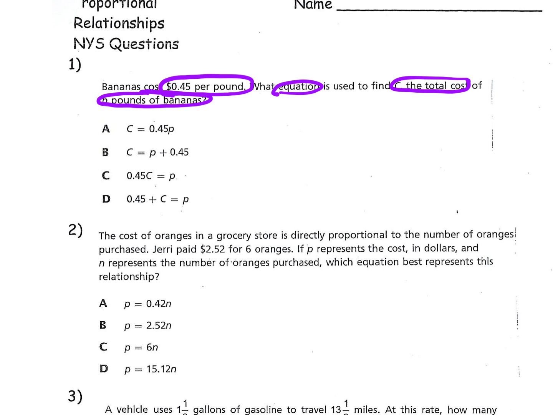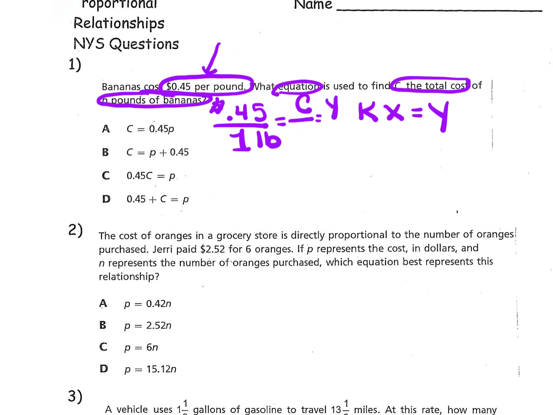When you think of a proportional equation, you should think of K times X equals Y. In this case, we know that the unit rate is 45 cents per 1 pound. So C, cost, is our top value, or in other words, our Y value. And P, pounds, is our X value.